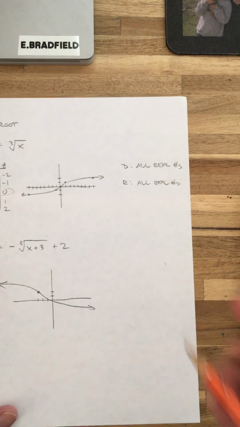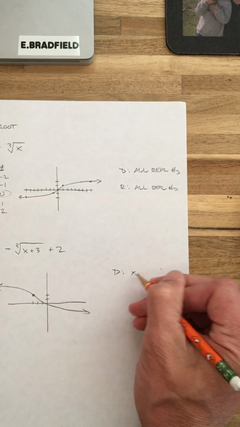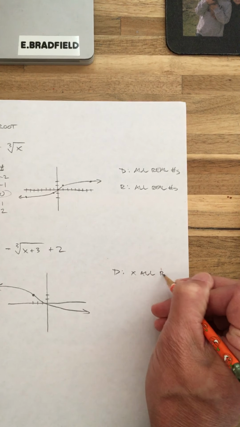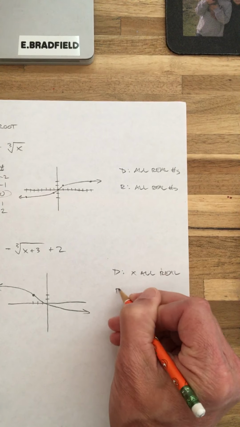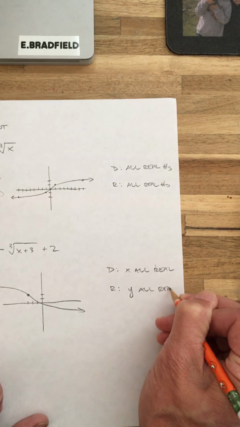All right, let's talk about the domain. The domain, all real numbers. X is all real numbers. X is all real, and the range, same thing with Y. Y is all real.